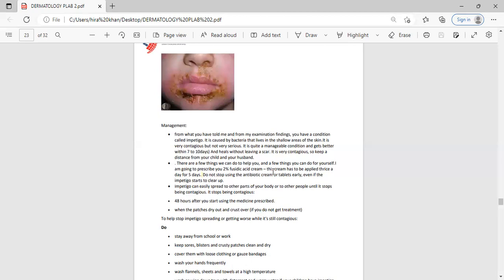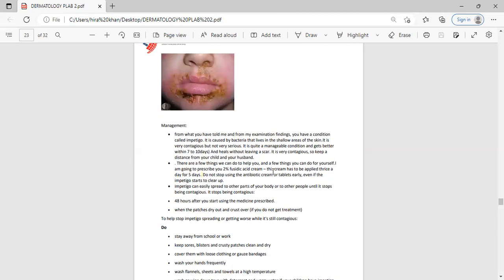90% of the students are going to say, I am going to prescribe you the medicine, you are supposed to apply it twice a day for 5 days. Now the line that would make a difference is if you mention, please do not stop using this cream early, even if the rash starts to clear up. That's the line that's going to make a difference between you and the rest of the people who would appear in the exam on that day.